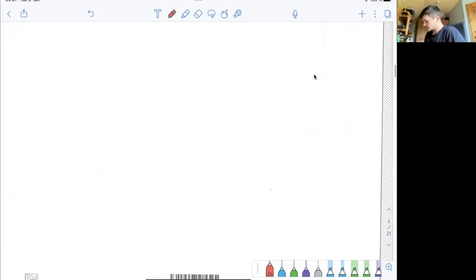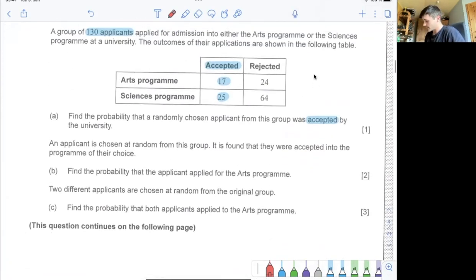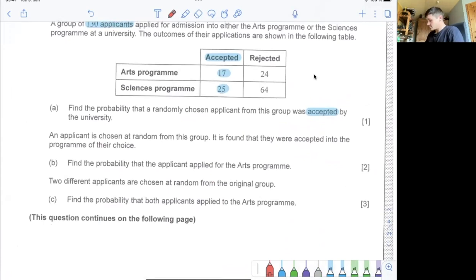Cool. Now let's go up and start with part B. An applicant is chosen at random from this group. It is found that they were accepted into the program of their choice. Find the probability that the applicant applied for the arts program. All right, so this is essentially a conditional probability question, though we don't need to bring the formula over or even use the formula because we've got the exact numbers of the applicants for each category, which will make our life a bit easier.